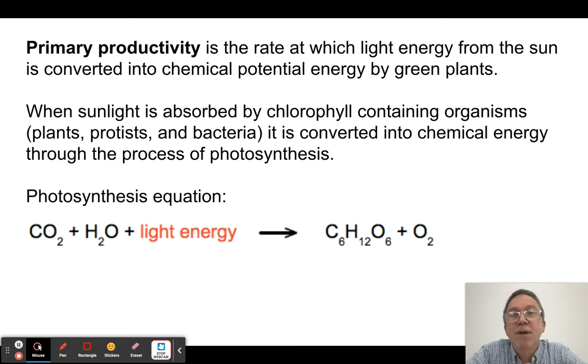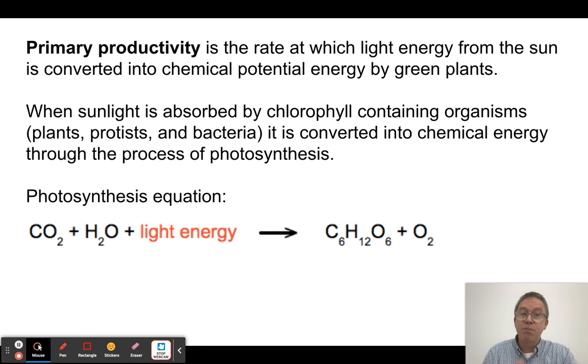All right, so basically, what is it? It's essentially the rate at which light energy from the sun gets converted into chemical potential energy in the form of sugars through the process of photosynthesis in green plants. So basically, green plants, you probably remember this from biology, they have chlorophyll. And we're talking about plants, protists, bacteria, whatever. Anything that has chlorophyll in it is able to take light from the sun and capture it through the process of photosynthesis and then store that energy in glucose molecules.